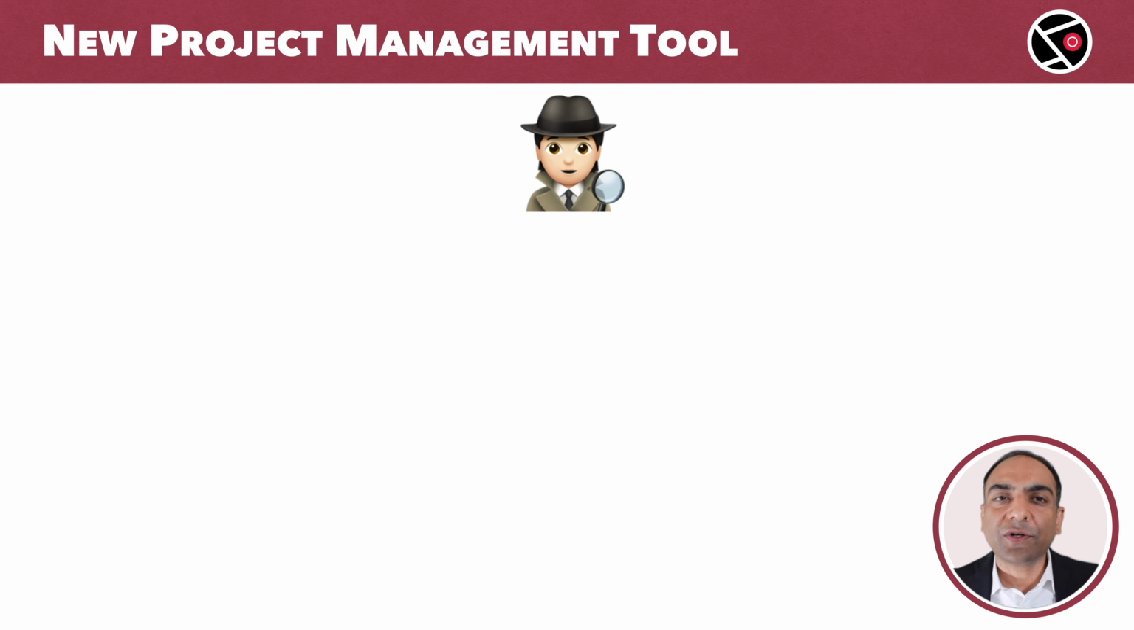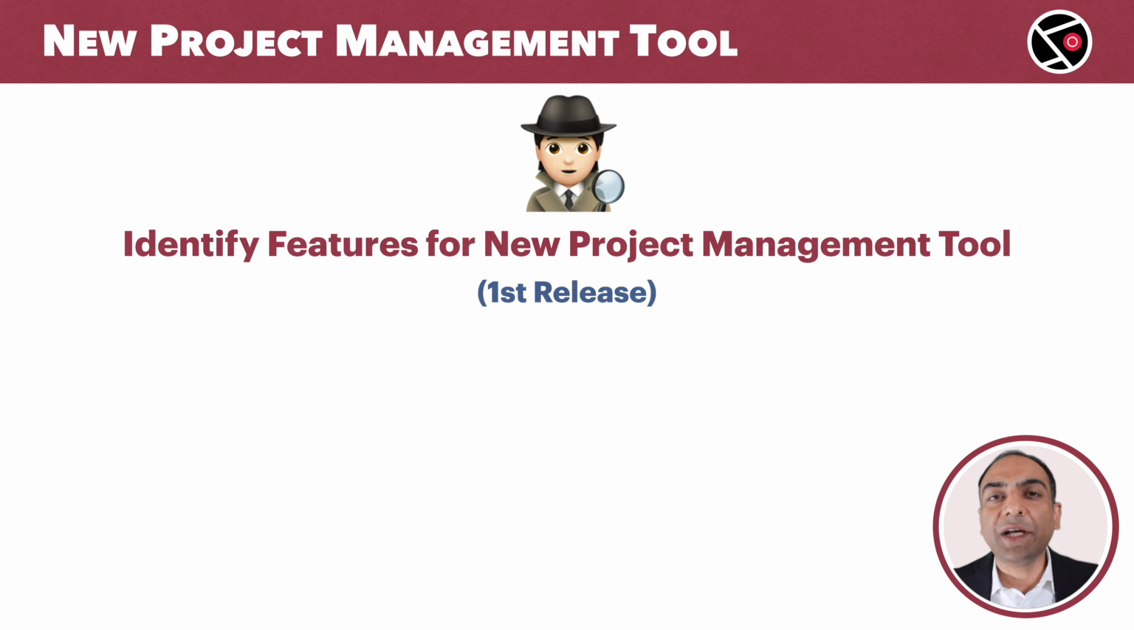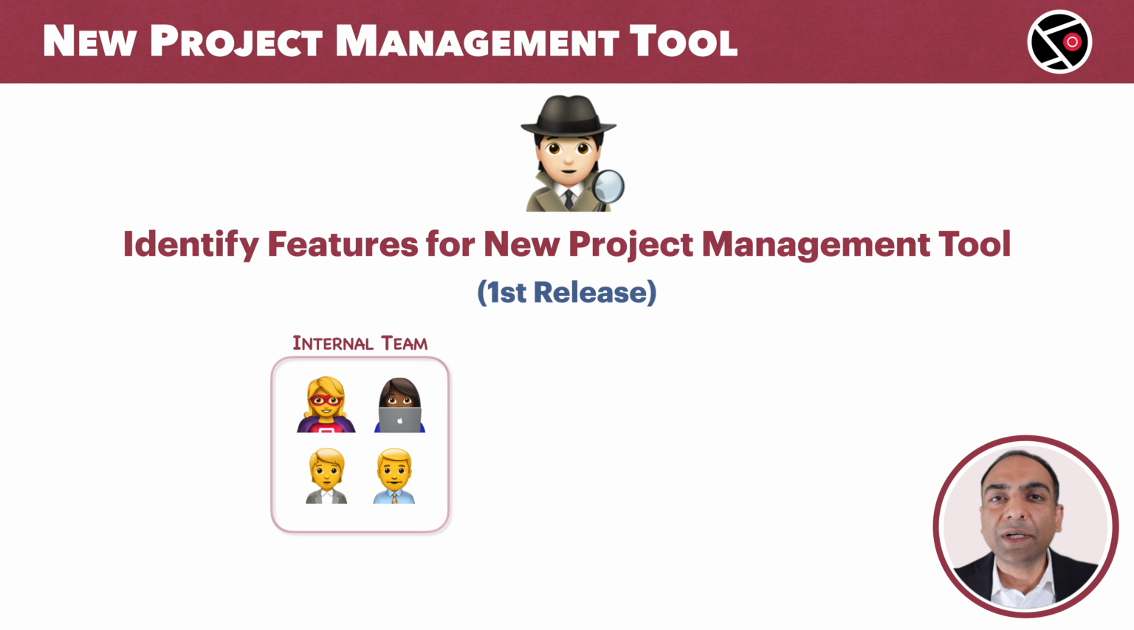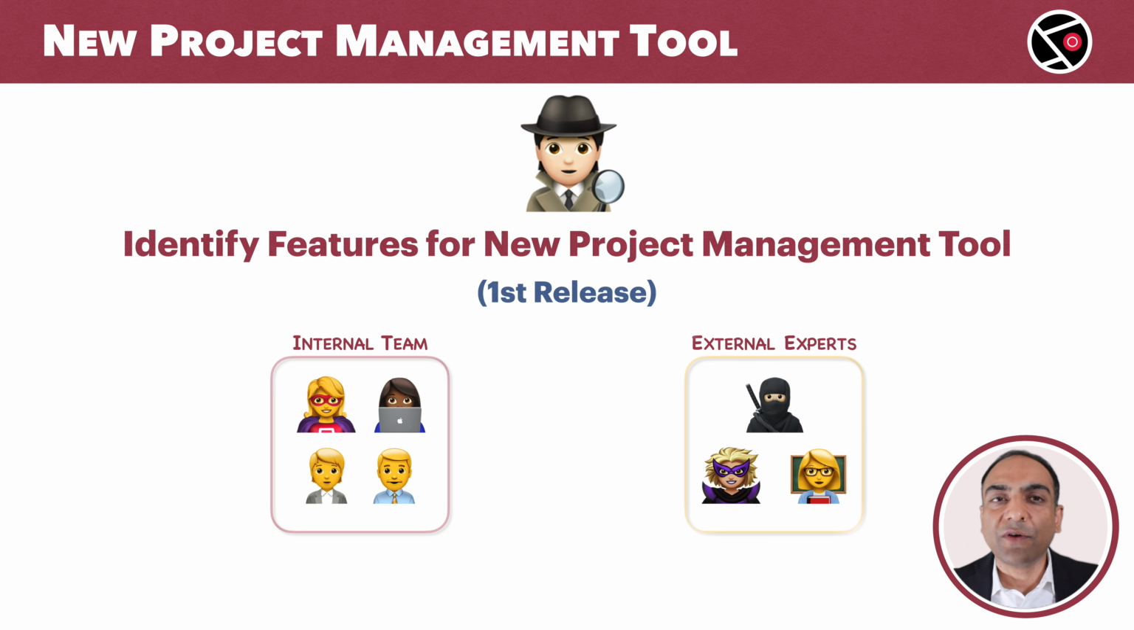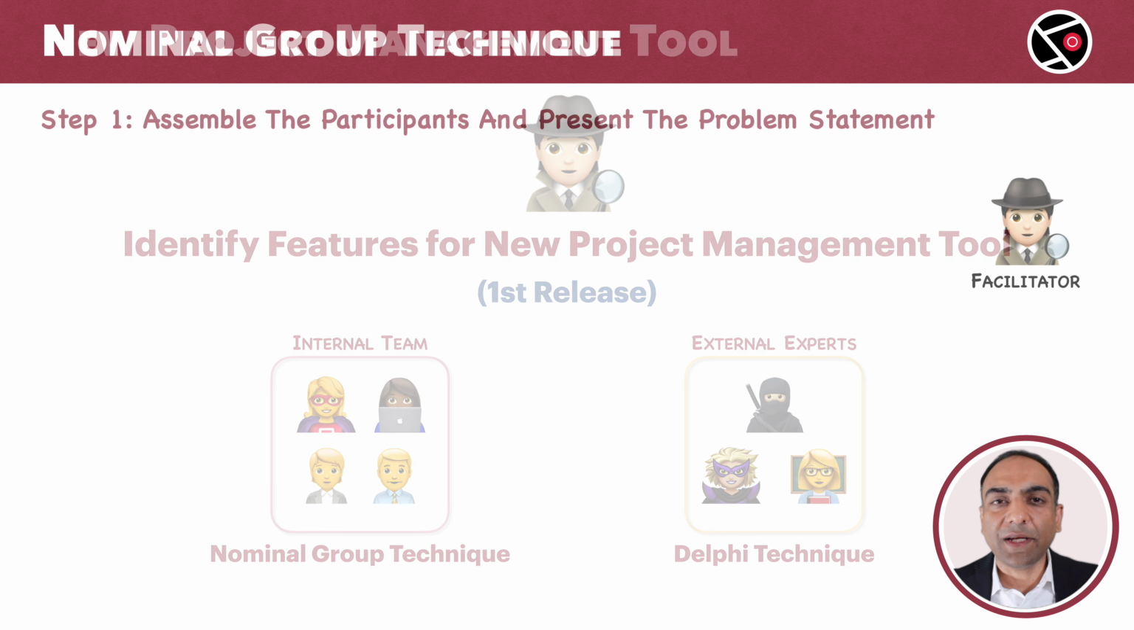You are the project manager of a software development team working on a new project management tool. You must decide on the most important features to be included in the initial release of the tool. You should definitely engage your team for the ideas and also reach out to the industry experts for a broader perspective. For the team, you decide to use the nominal group technique. And for the expert engagement, you opt for Delphi technique. Starting with the nominal group technique.